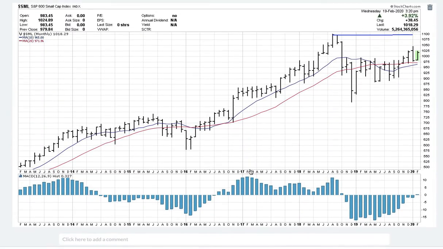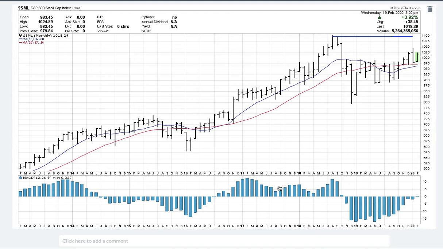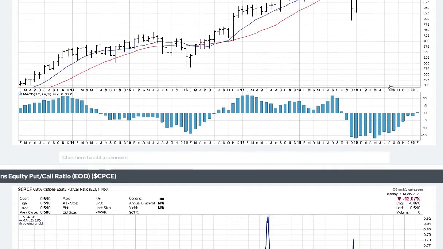Small cap stocks, same old story there. We're seeing they're lagging, they're not outperforming, not making new highs like everything else. But then again, these are the troops. Will they follow? Well, we'll just have to see.